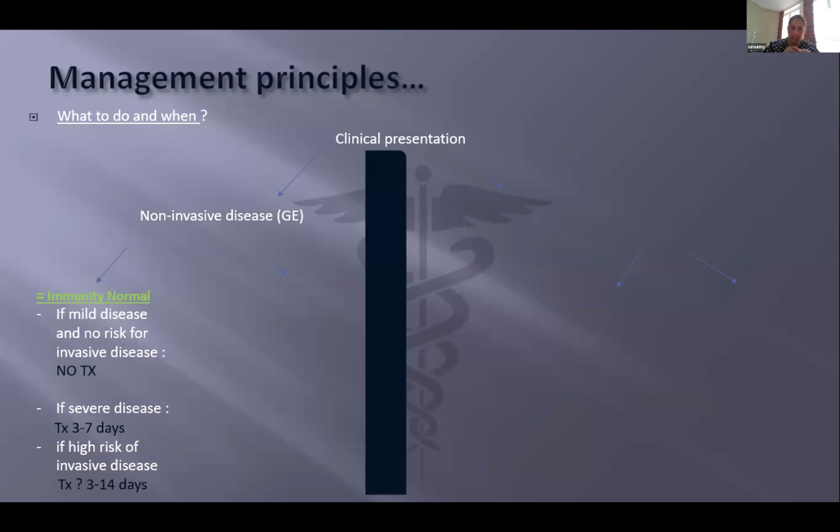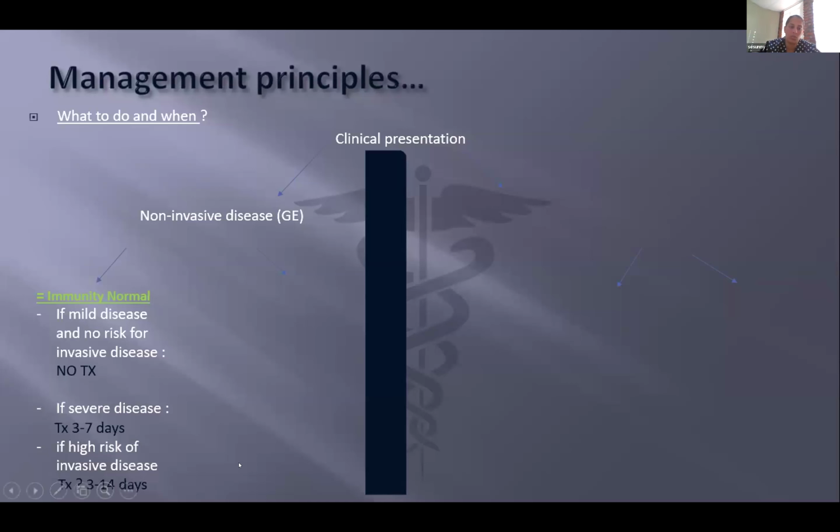If you're immunocompetent, but you have severe disease, and that's defined, again a bit vaguely in the literature, as having 9 to 10 loose stools a day, or being sick enough to require hospitalization, then those patients do warrant treatment. And again, the range for treatment is 3 to 7 days. So it's quite broad. I don't really know what to make of it. Should you give 3 days? Can you give 5 days? Can you give 7? It's really broad in terms of the duration of treatment.